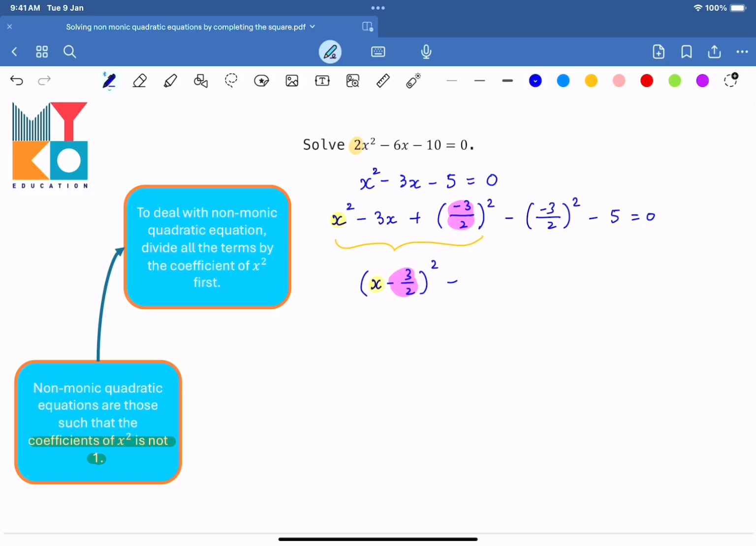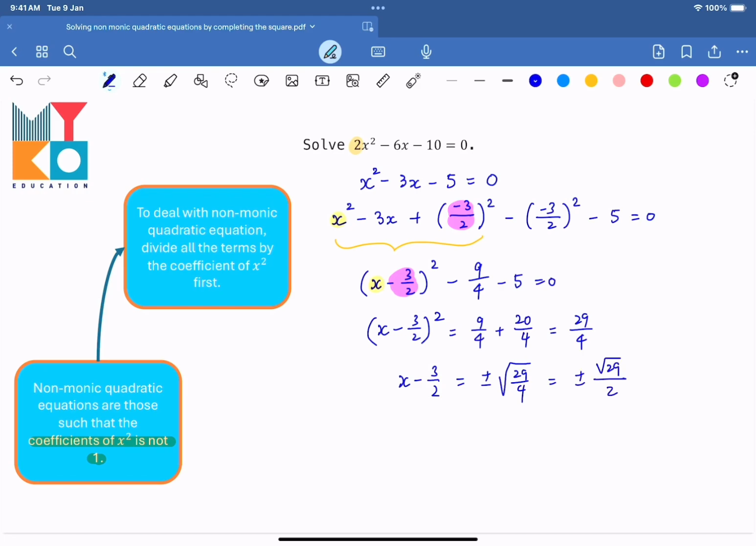And if you further simplify the last two terms, you will get minus 9 over 4 and minus 5 equals 0. So you will get x minus 3 over 2 holding square equals 9 over 4 plus 5, but really 5 can be written as 20 over 4. So you will get 29 over 4 here. Now if I were to remove the square, I will have a plus or minus square root of 29 over 4, which can be further simplified into square root 29 over 2, because the square root of 4 is going to be 2, with a plus or minus in front.